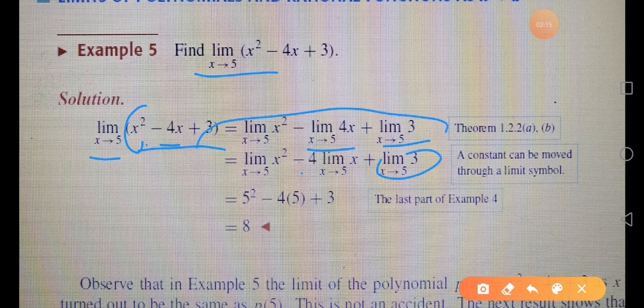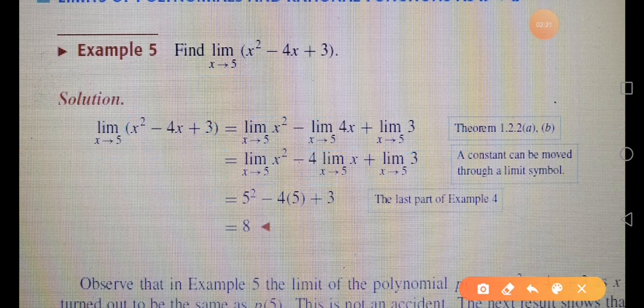You do not need to show these two steps, you can directly come to this step as well. So we are just going to put the value of x, that is 5, in the given expression. 5 square minus 4 into 5 plus 3. So here we have the answer 8.